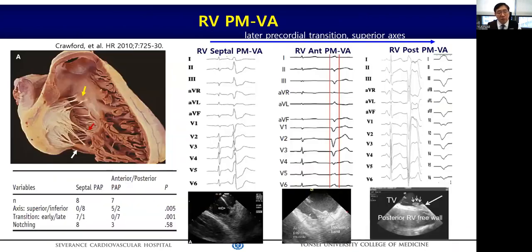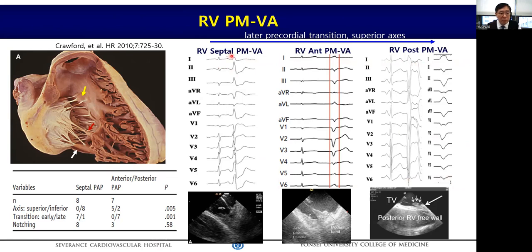What about the ECG morphology of RV papillary muscle ventricular arrhythmia? There are 3 papillary muscles in the RV: septal, anterior, and posterior papillary muscles, and the moderator band easily connects to the anterior papillary muscle. In RV origin ventricular arrhythmia, precordial transition changes to later, and QRS becomes wider as the ventricular arrhythmia focus locates on the apical free wall side.